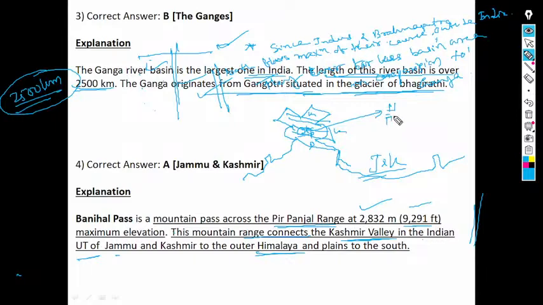This is the mountain pass. Particularly, it is a mountain pass. This is your Banihal Pass. But one Banihal Pass, one other your Indian Army, they are getting maximum help from that one. They can help the insurgency, means border infiltration in Pakistan, they can also check there at that point.